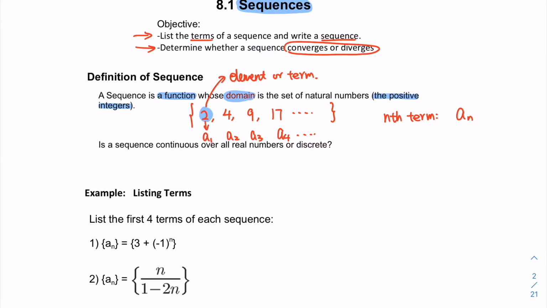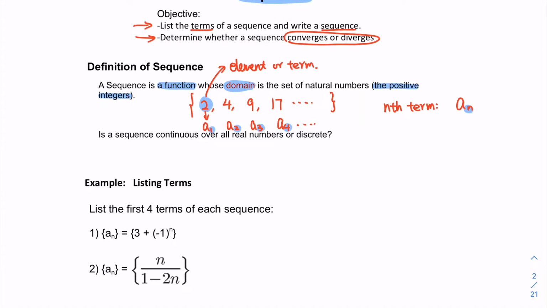And if you look at the numbers here, 1, 2, 3, these are all positive integers. That's the domain, it has to be positive integers. Because we only have A1, A2, A3, we don't have A1.5. So this function, if we plot the sequence, it will be discrete. So let's have a look at example 1.